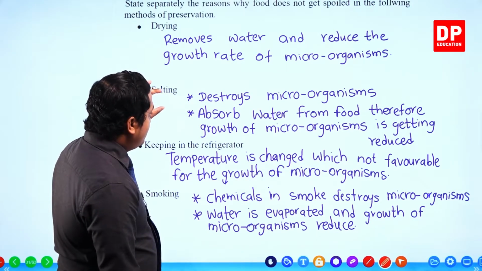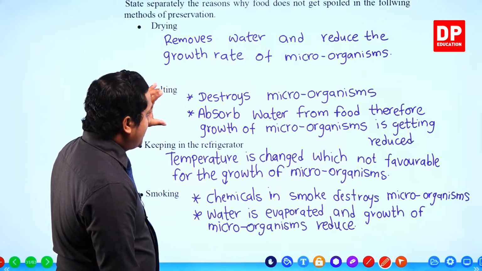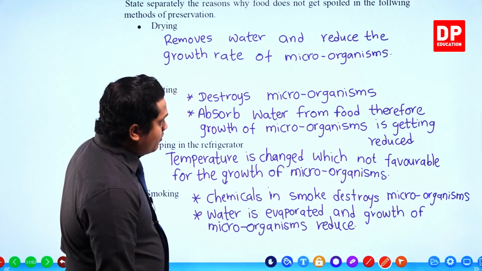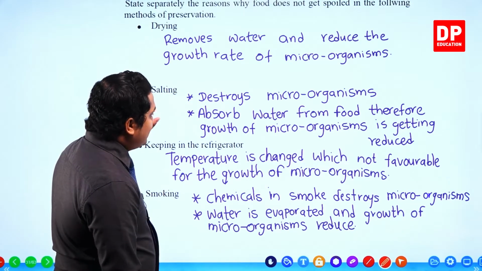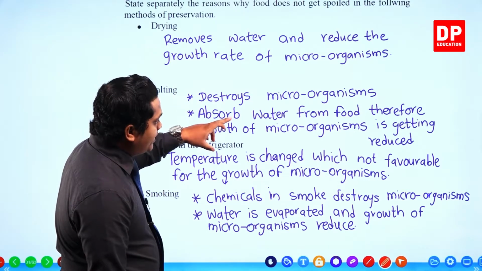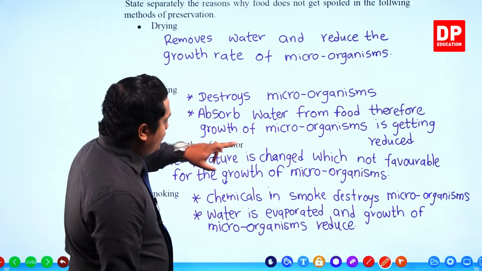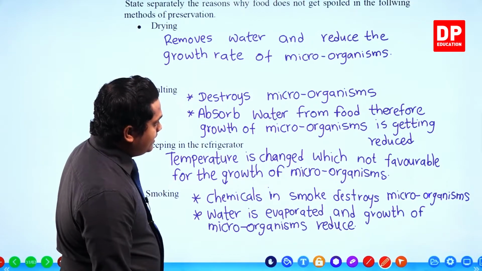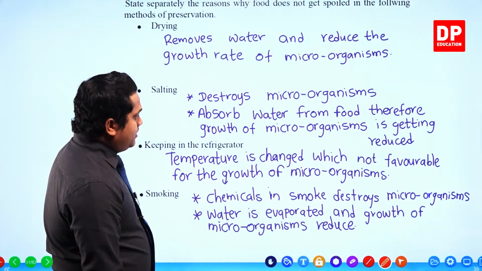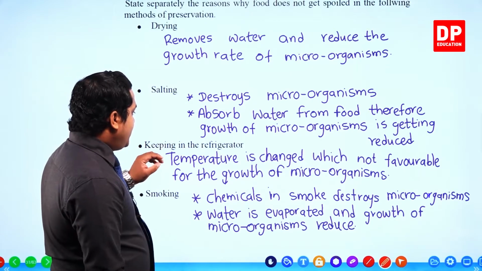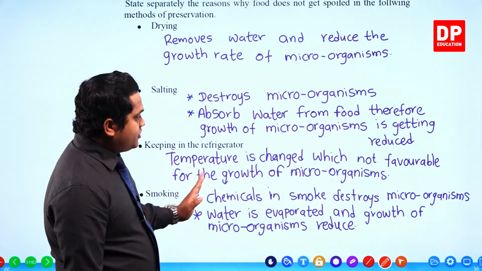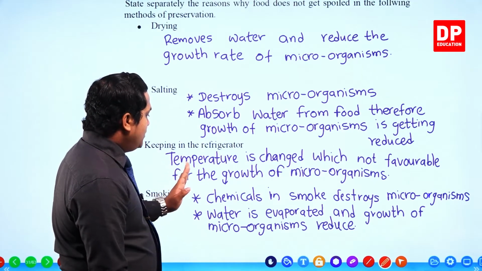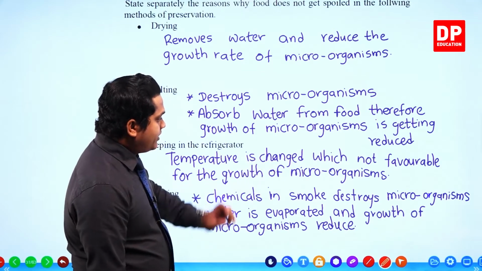In salting, salt has certain chemical properties, so that chemical properties destroy the microorganisms, and once again salt has an ability to absorb water from food. Therefore, growth of microorganisms is getting reduced. Then the next one, keeping in refrigerator, temperature is changed, which is not favorable for the growth of microorganisms.